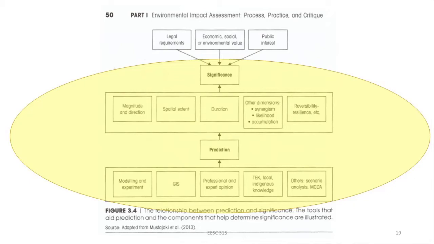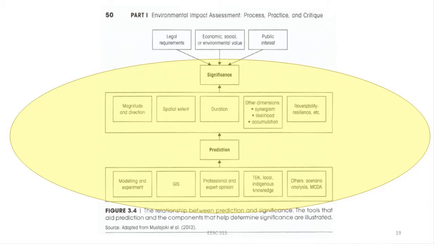So synergism means two things act together, and when they act together, they are larger than the sum of their individual parts. So this can be two chemicals that interact to become more poisonous than taking the two individually. It can be any other sort of environmental effect where two things add up to be worse than they would be individually. Likelihood is, even though we've made these predictions, are they actually likely to occur, or is this just some model telling us some magnitude, duration, and spatial extent, but it's actually not that likely to happen because there's other factors that could intervene?